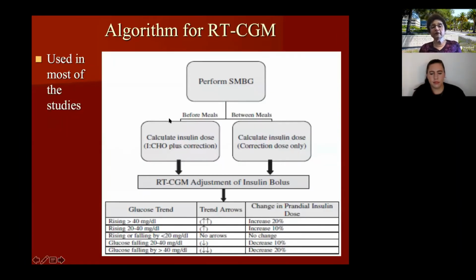So the algorithm for real-time CGM that was used for most of the studies previously depends on the glucose trend, up and down, so you decrease or increase your basal rates by 10 to 20%. Again, on the pumps that you are using for your closed loop algorithms, you may not always be able to do it, but there are ways of doing it with Loop. There are ways of doing it with Control-IQ.